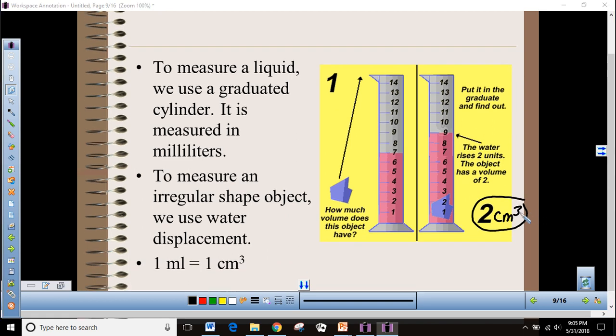We usually use centimeters cubed for solid objects and milliliters for liquid. But that's not always the case. They are equal to one another because a centimeter cubed object will displace 1 milliliter of a liquid. And you might have heard nurses say 10 cc's. That stands for cubic centimeters. That's just 10 milliliters. So a cc, a centimeter cubed, a milliliter, all the same thing.